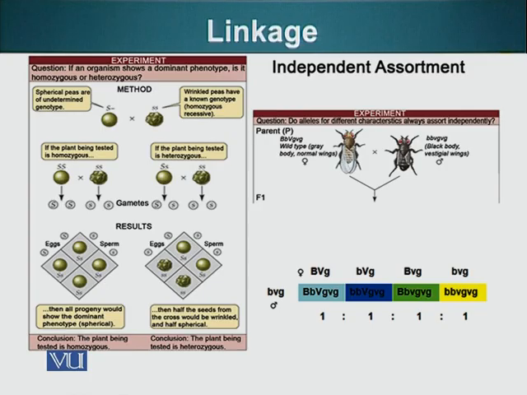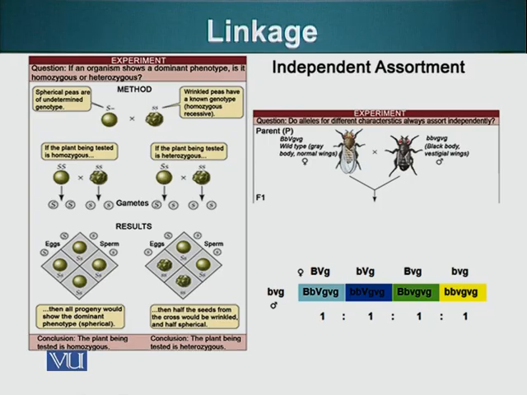He crossed two flies. One was heterozygous for the color and the wings. So the body color, the wild type, is gray. We will call it capital B, small b. Heterozygous for body color is capital B, small b. Of course, the homozygous would be capital B, capital B, and homozygous recessive would be small b, small b.